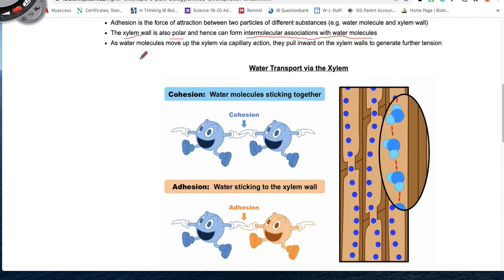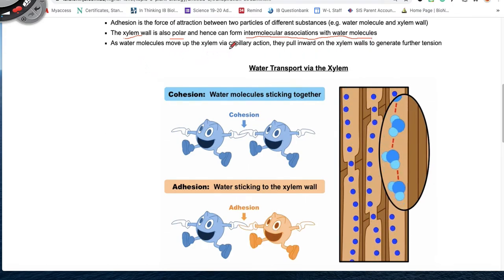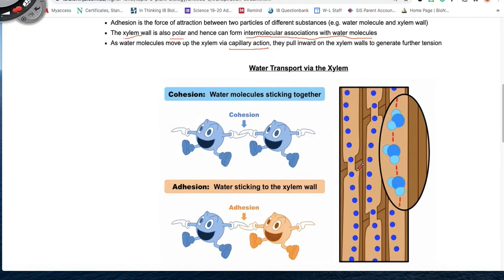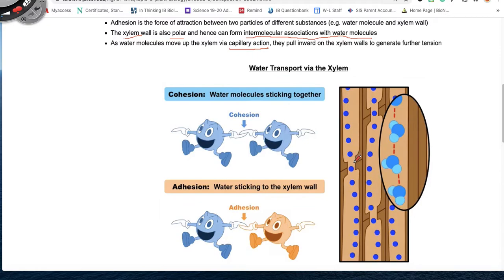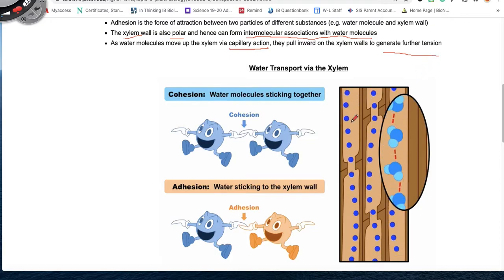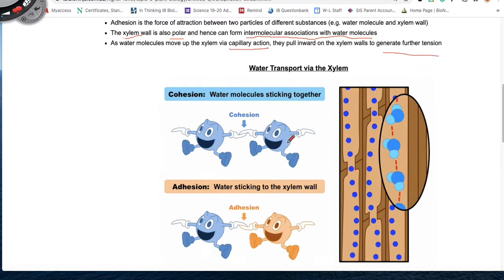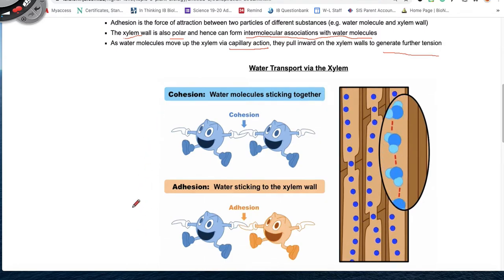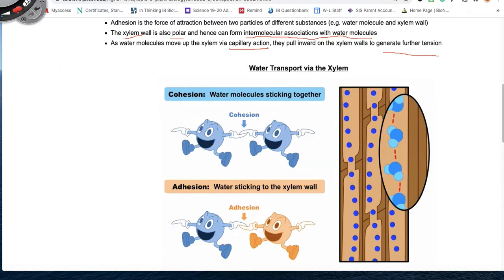As the water is moving up the xylem via capillary action, or that attraction between the water and the tissue, that movement up of the water is going to generate further tension. And this is going to generate a higher force of movement from the roots, which are high pressure, to the leaves, which are low pressure.